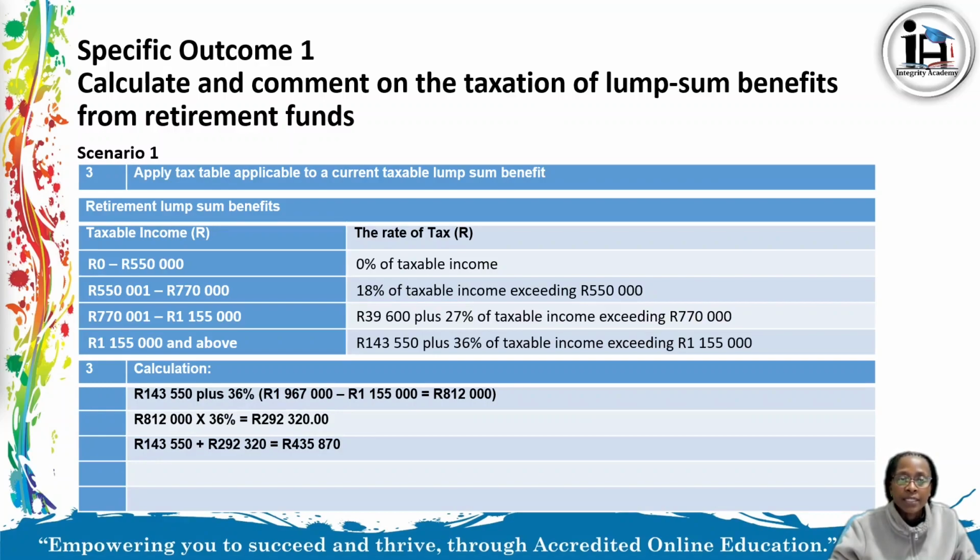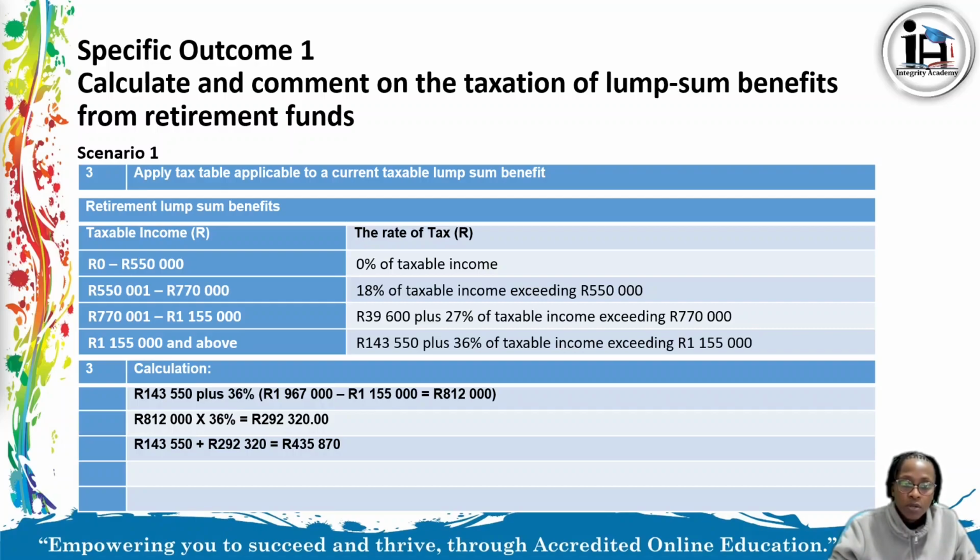Number three, we apply the tax table applicable to a current taxable lump sum benefit. Here is the tax table. Now we do our calculation. Since 1,967,000 is higher than 1,155,000, we use the last part of our tax table on the retirement lump sum benefits: 143,550 plus 36% of taxable income exceeding 1,155,000.